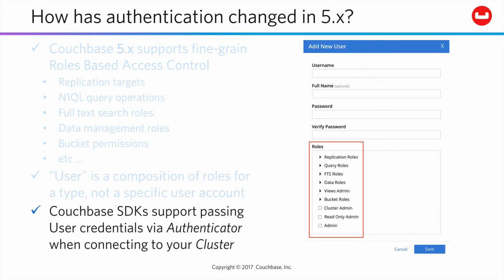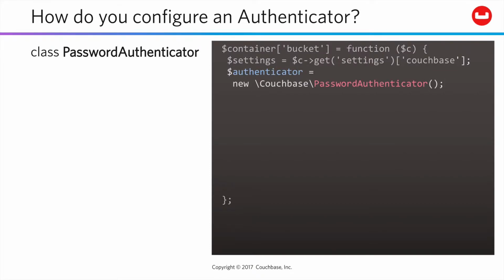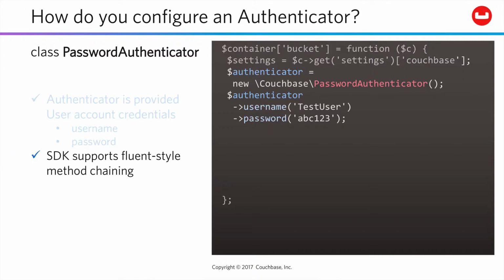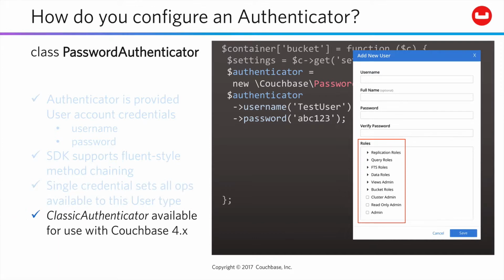Now, the Couchbase SDKs abstract this by passing user credentials through an authenticator when you connect to your cluster. So how do you configure an authenticator? The password authenticator class allows you to create an authenticator and assign to it the username and password for the relevant user account that you've created in your server. The SDK, for convenience, supports a fluent style of method chaining. This single credential for your client-side user sets all the operations that are available to this type of user. If you're working with Couchbase 4, a classic authenticator is available.